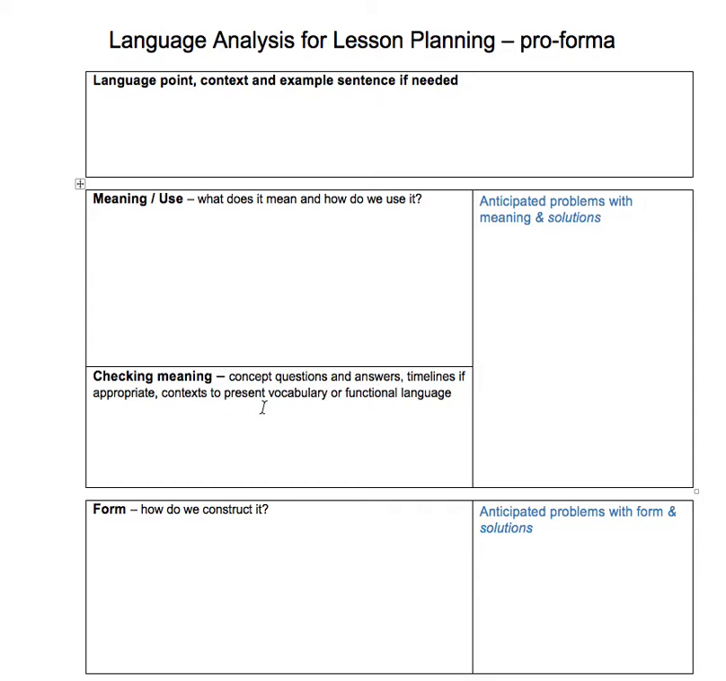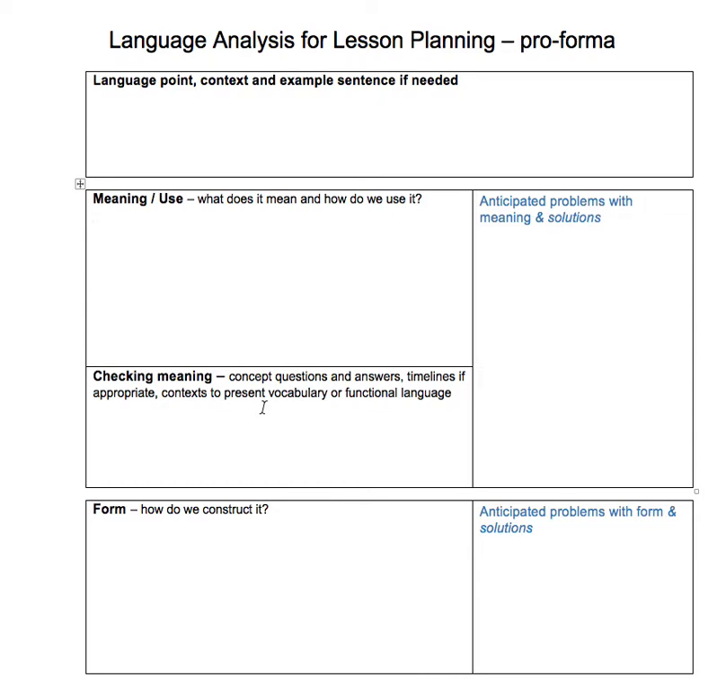So for example, is there an S at the end of the verb is not a concept question. Okay, so he plays tennis. The concept question is this a regular activity? Does he still do this? Those are concept questions, not is it third person singular.